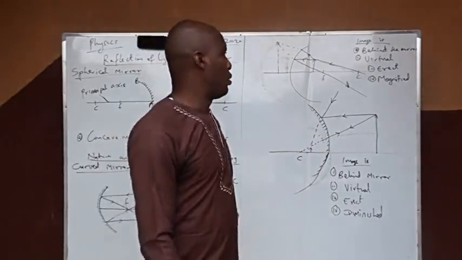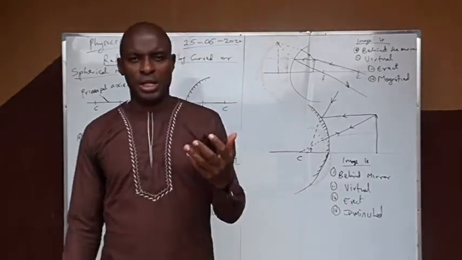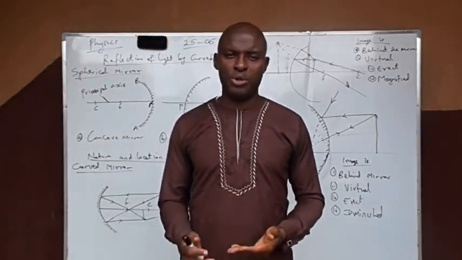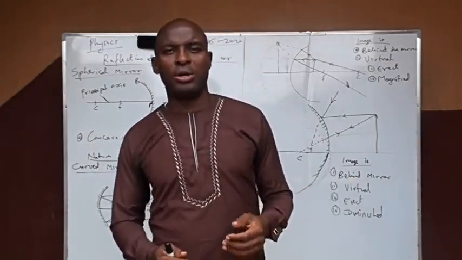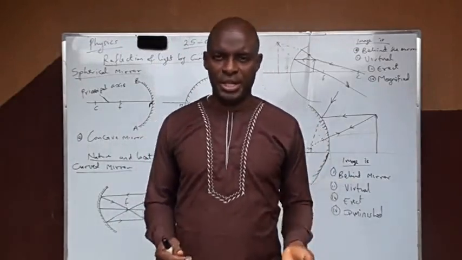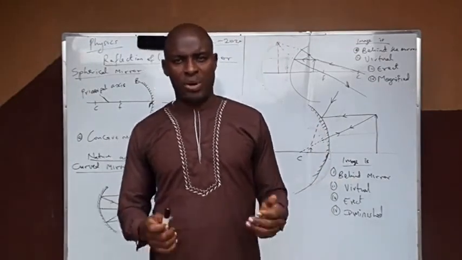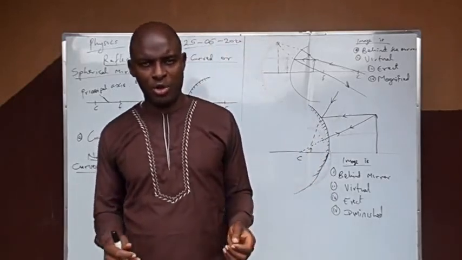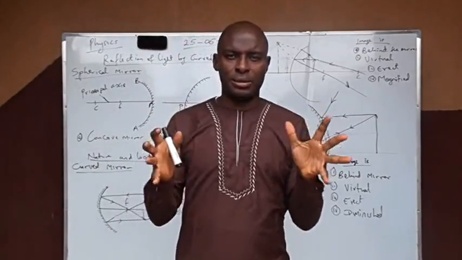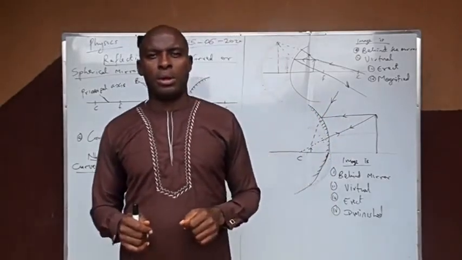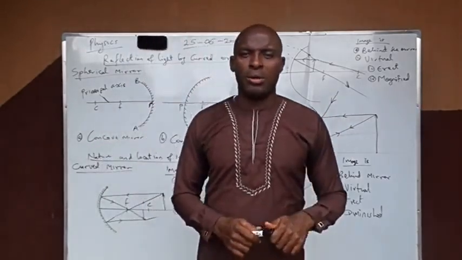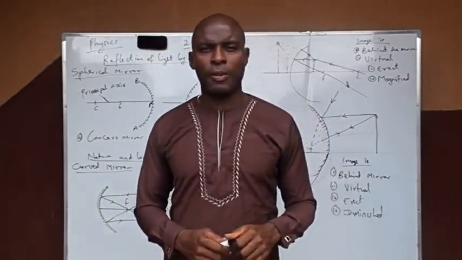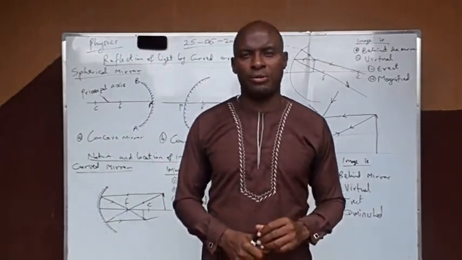So today we are going to talk about the images formed by a curved mirror. Apart from a plane mirror, curved mirrors can also reflect light incident on them. We have two types of curved mirror. We have the concave mirror, which we also call a converging mirror. We also have the convex mirror, which we also call a diverging mirror.